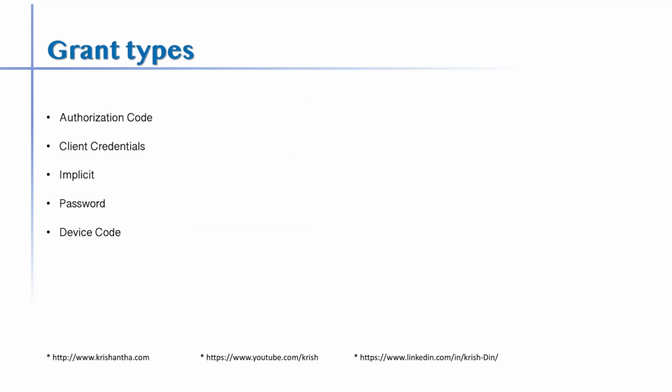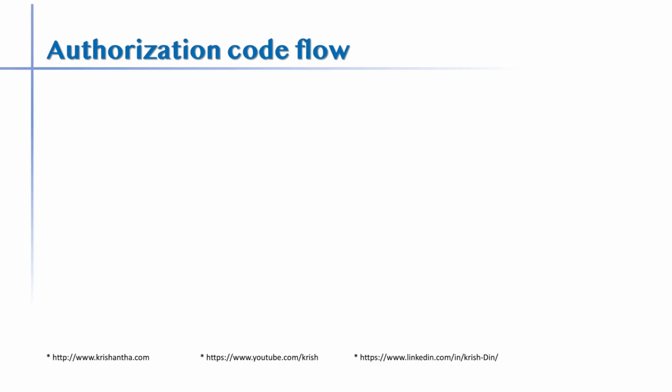If you take the specific flows, there are multiple grant types. For example, authorization code, client credential, implicit, password, device code. But the authorization code flow is the widely used grant flow with microservices, along with the password credential. I'll explain what's the difference. So let's take a particular specific flow, where you can see authentication and authorization separately.